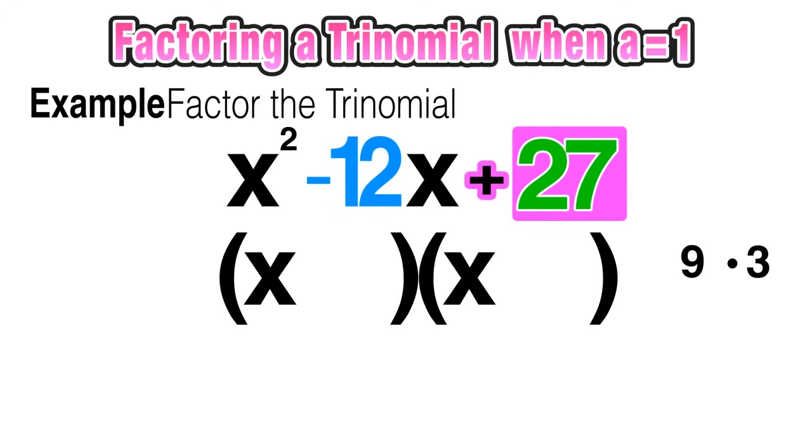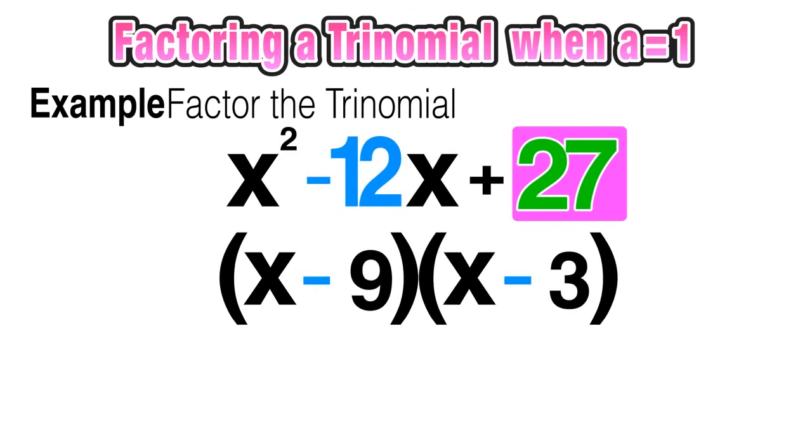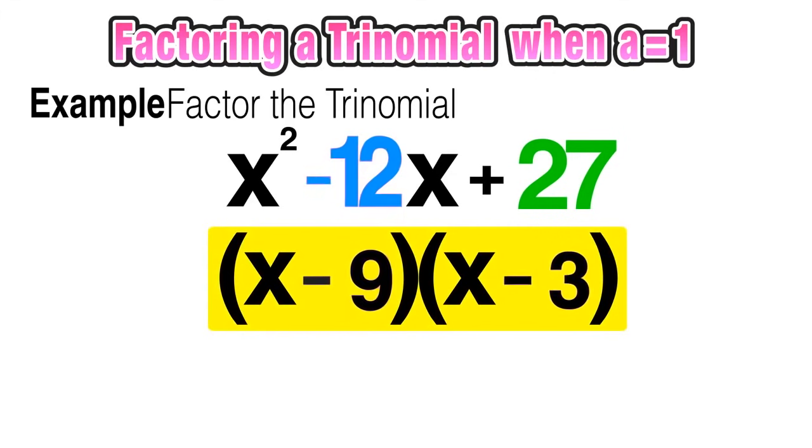Now our 27 is a positive number, so we're actually going to need two negative signs, since anytime we multiply two negatives together, we result in a positive. So we have negative 9 and negative 3, whose product is a positive 27, and whose sum is negative 12. So now we have our factors, x minus 9 and x minus 3. And again, we can do a quick check by seeing that negative 9 plus negative 3 equals negative 12, and negative 9 times negative 3 equals positive 27, and we're done.